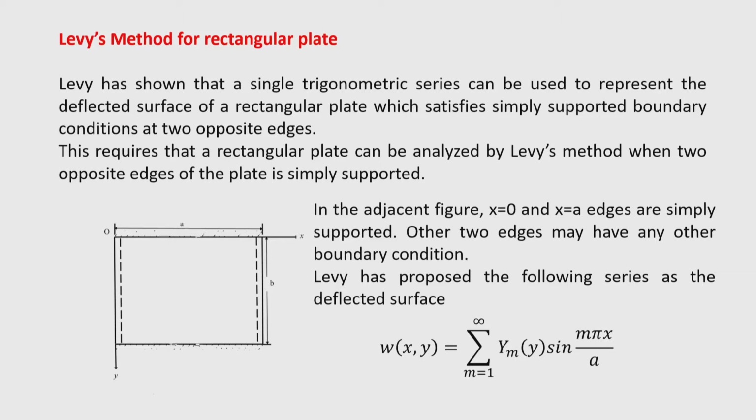Okay. So, Levy has shown that a single trigonometrical series can be used to represent the deflected surface of a rectangular plate which satisfies simply supported boundary conditions at 2 opposite edges. Now, consider this plate, where the edges x equal to 0 and x equal to a are simply supported. The dotted line shows that it is simply supported. This symbol we generally use for the simply supported condition.